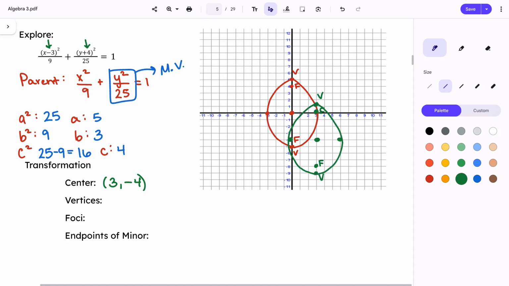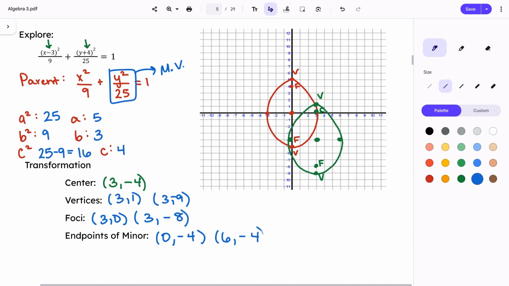So there's your new one. And then we can list out all the points. So now my vertices are at 3, 1, and 3, negative 9. Good. The foci? Oops, that should be a negative 9. Good. And then the minor endpoints? Very good. Okay. Questions on that?